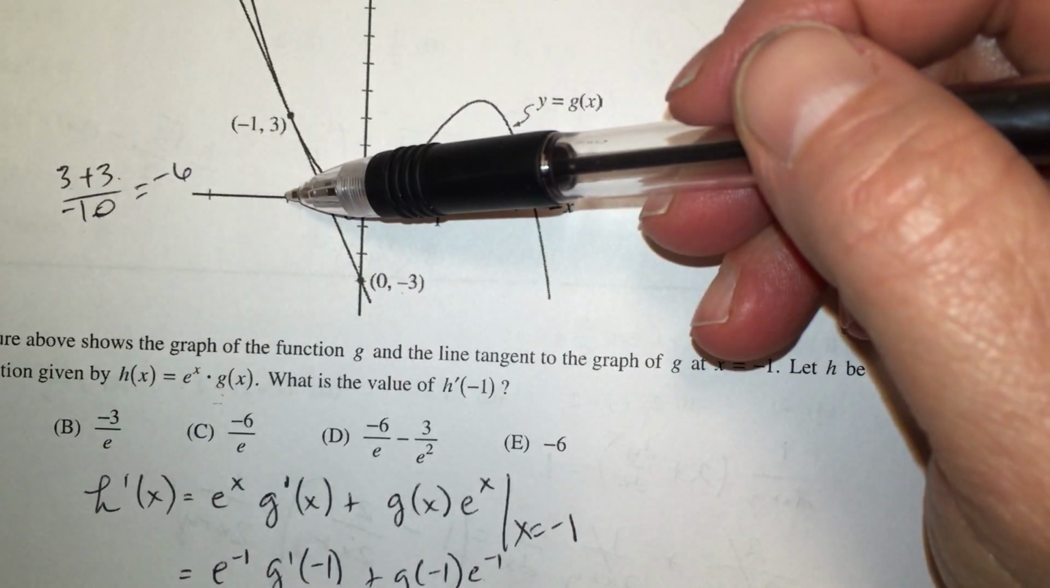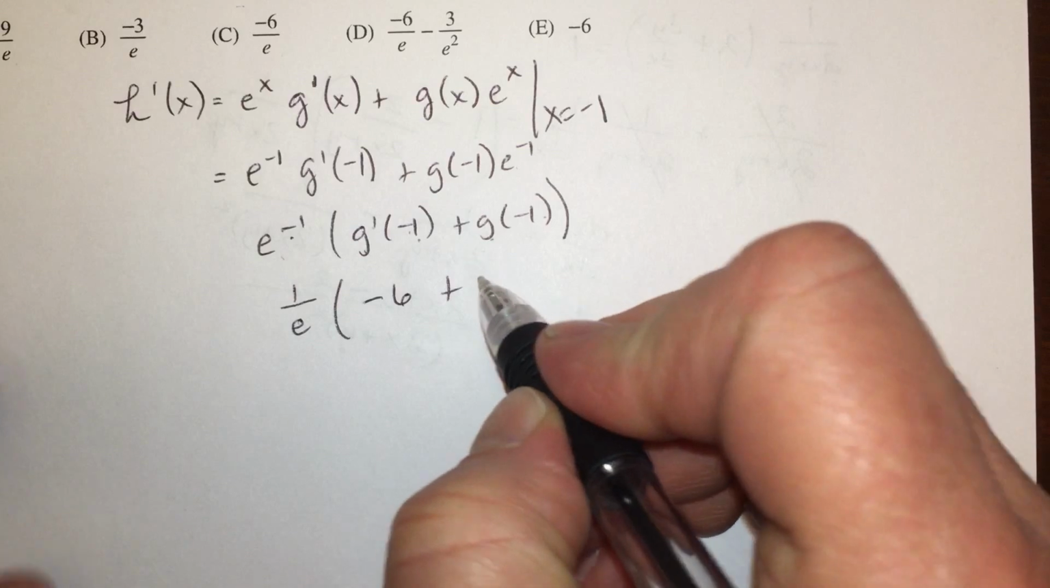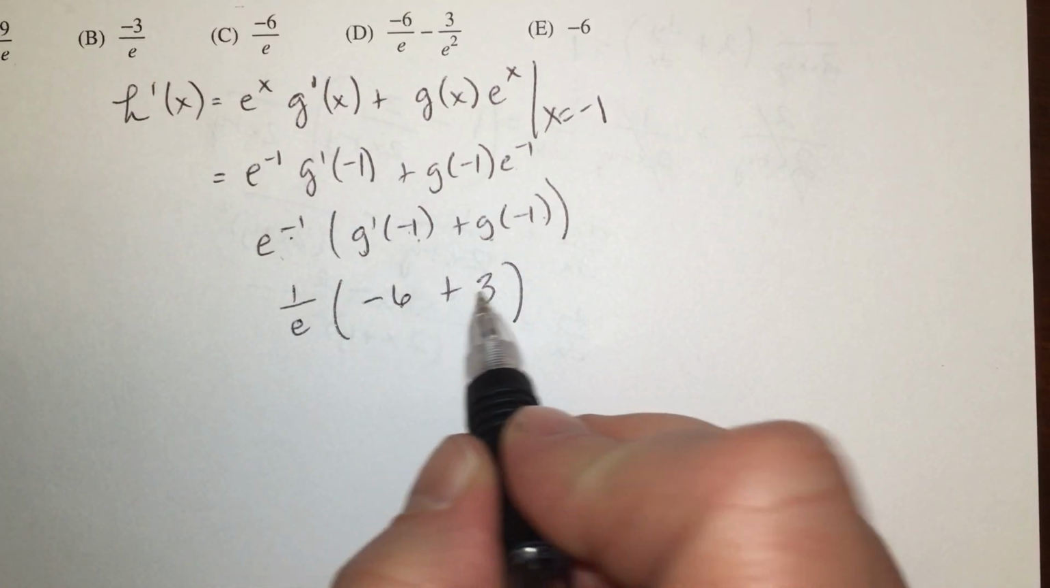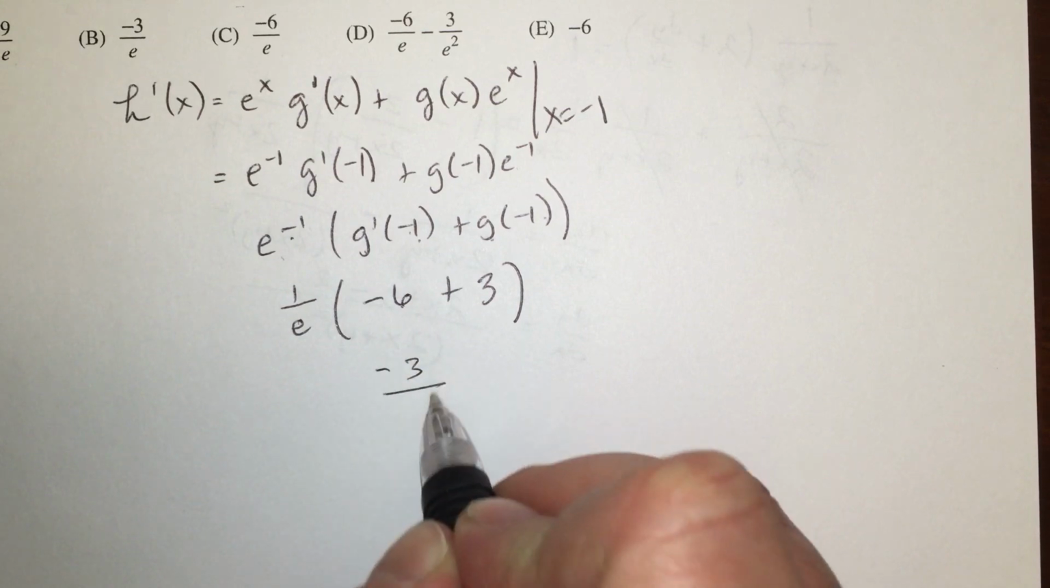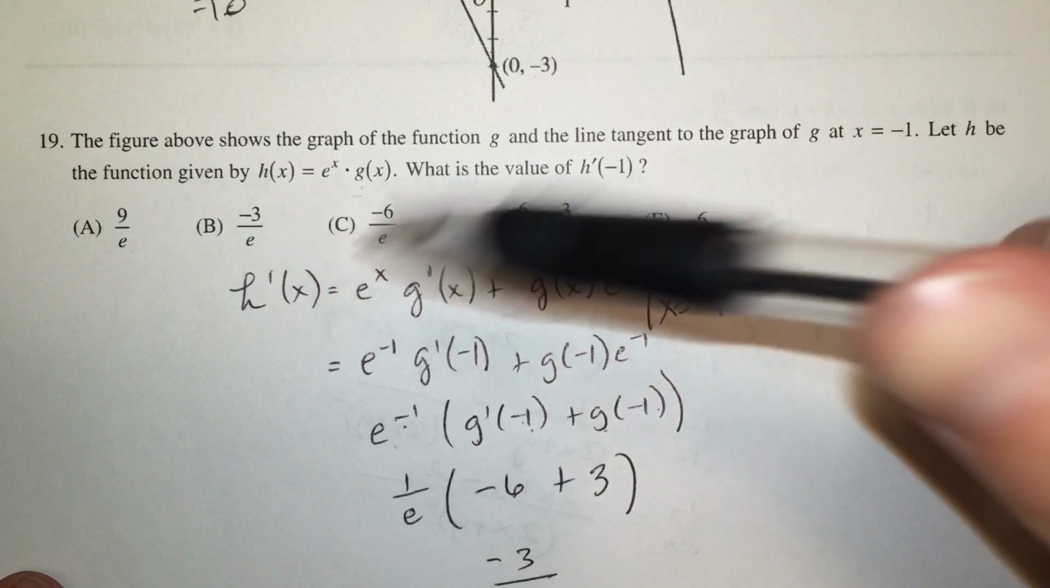So when x is -1, the function value is going to be 3. So we'll put a 3 right here. And that gives us -6 plus 3 is -3 times 1 over e is -3 over e. And -3 over e is answer B.